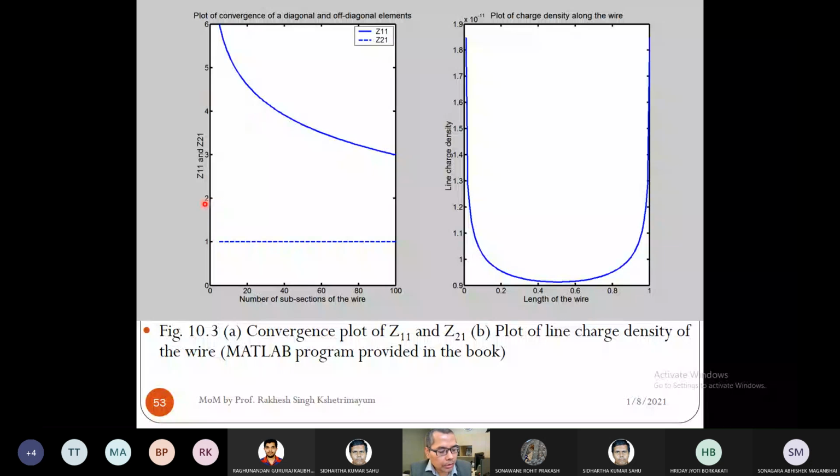Once you have this Z matrix and B matrix, you can find the I matrix and plot the unknown. What was the unknown for us? The unknown was the line charge density. So this is line charge density versus the length of the wire. Let's say the length of the wire is 0 to 1. Line charge density is very low at the center of the wire and very high at the two ends of the wire. You can find the unknown line charge density by using method of moments, but you cannot find it from the analytical solution. So using numerical methods, you can find the line charge density when you apply a potential of 1 volt on the wire.